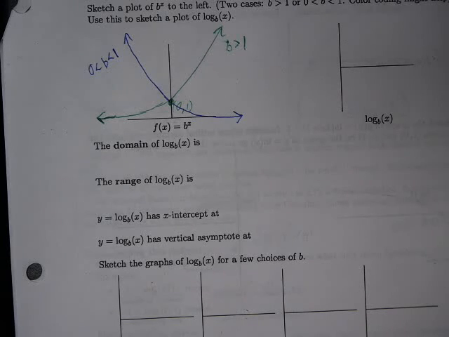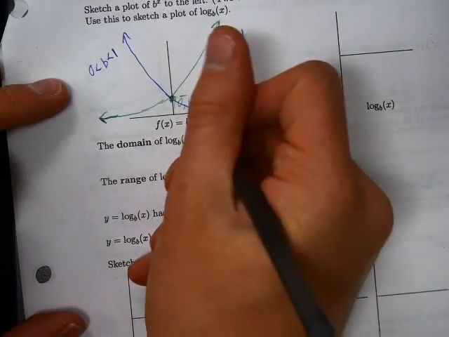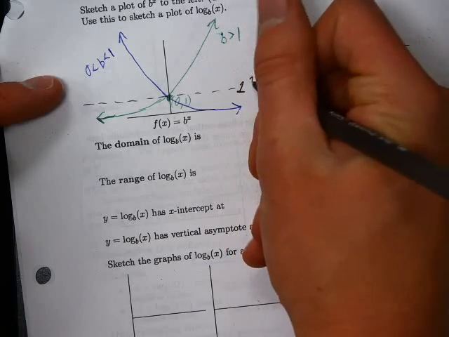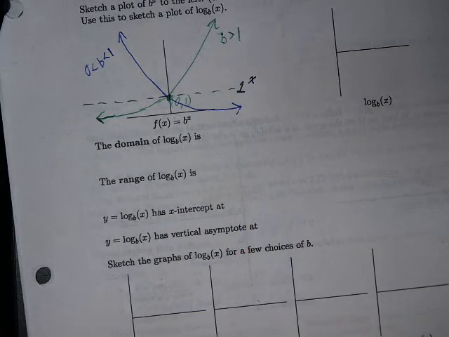What does the graph of 1 to the x look like? 1 to the x is always 1. So it'll be like a flat line at y equals 1. Maybe I'll put it dashed because this is the case I don't care about. So there's 1 to the x. So let's even just look at these. Is 1 to the x even a one-to-one function? No. So of course I can't talk about log base 1 of x. I'm trying to invent something that's not one-to-one.